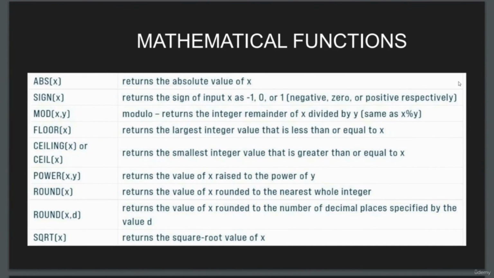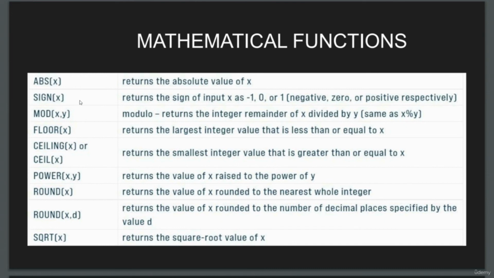Hi guys, so welcome to our new lecture, and in today's lecture we'll be learning about different mathematical functions that can be used in SQL. So at first we have ABS. It generally returns the absolute value of X. So suppose for example we have a number 3.14. If we apply ABS of 3.14, then it will transform into 3. So that's the absolute value.